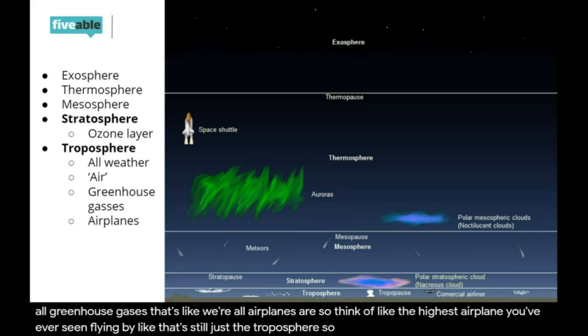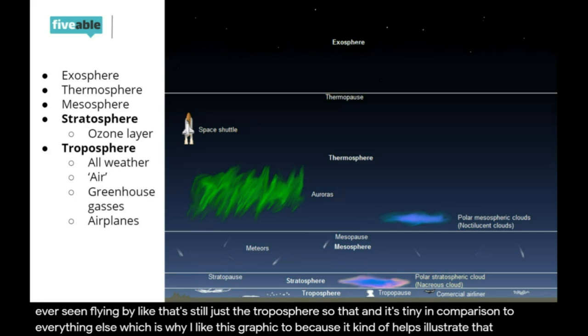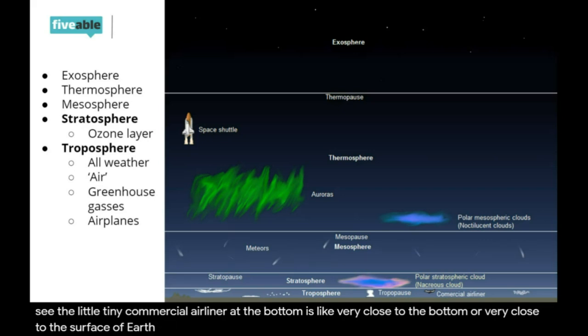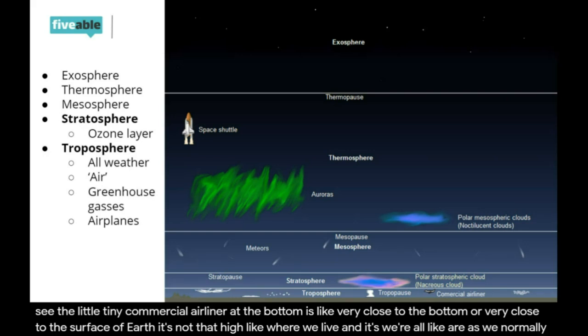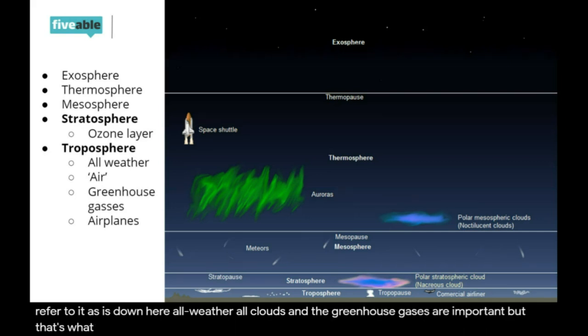And it's tiny in comparison to everything else, which is why I like this graphic too, because it helps illustrate that. You can see the little tiny commercial airliner at the bottom is very close to the surface of Earth. It's not that high. So that's important. So the troposphere is where we live, and it's where all air, as we normally refer to it, is down here, all weather, all clouds. And the greenhouse gases are important. That's what's all in the troposphere.